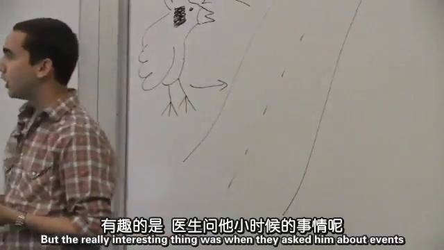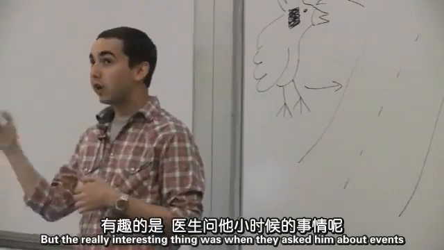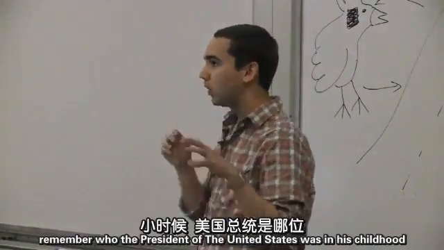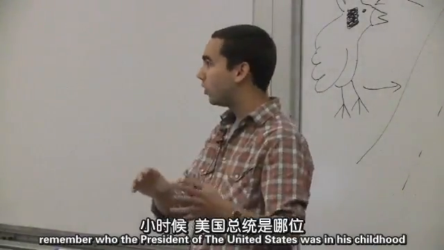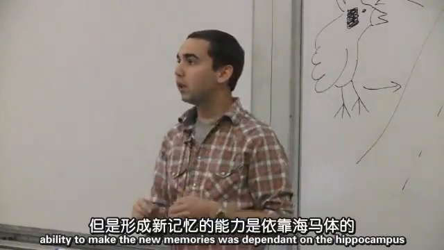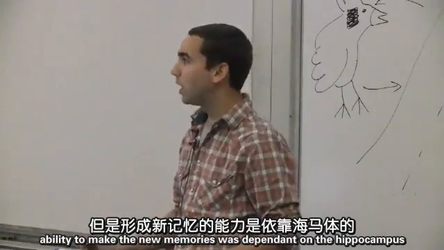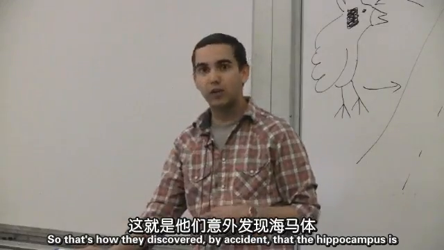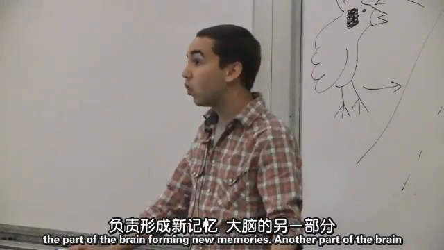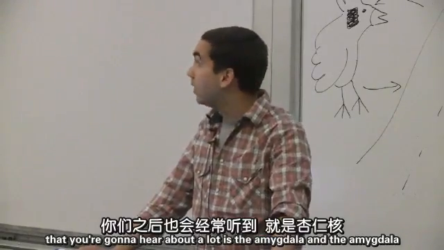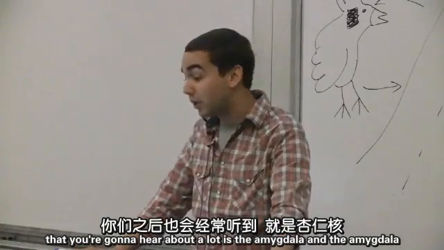But the really interesting thing was, when they asked him about events from his childhood, he could still remember those. He could remember who the President of the United States was in his childhood. So the memories were stored somewhere else in the brain, but the ability to make the new memories was dependent on the hippocampus. So that's how they discovered by accident that the hippocampus is the part of the brain forming new memories.